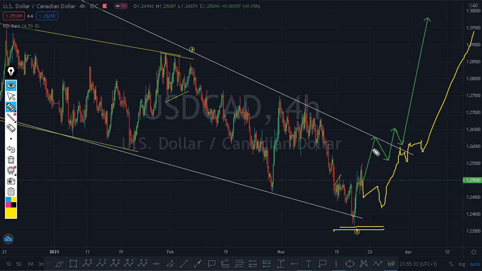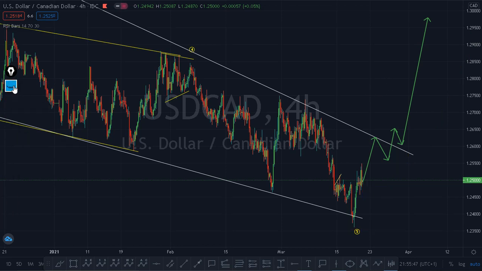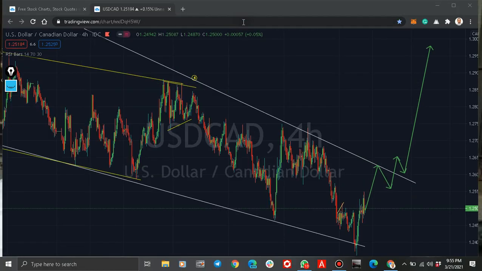If not, I will keep this trade maybe for weeks, because since the market has been going down, when it begins to go up, it will also spend some time going up. Okay, that's all for USD CAD.